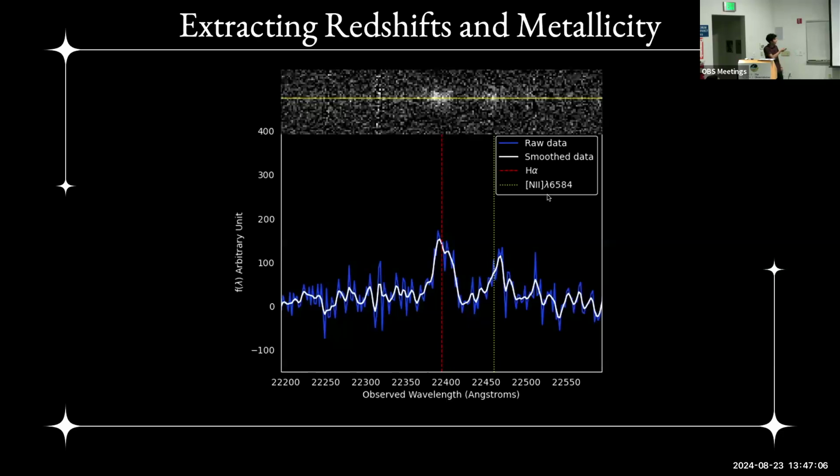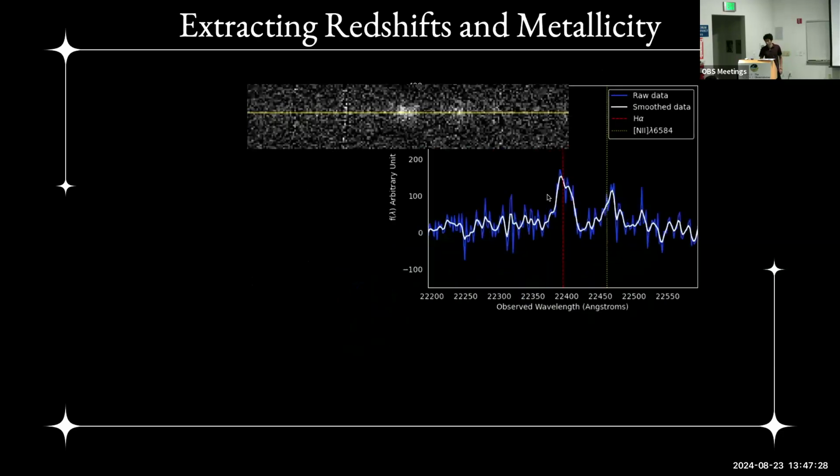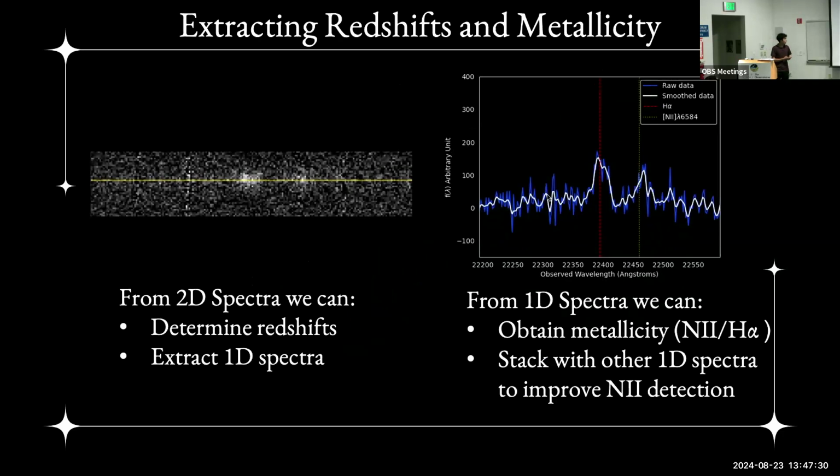So once I had found these, I converted these 2D spectra to 1D spectra using a package called Pipet, and you can see the correlation between the H alpha and N2 lines here to the H alpha and N2 peaks in the 1D spectrum. These visualizations of the spectra each serve different purposes. So the 2D spectra allow us to determine redshifts for the various galaxies within the protocluster.